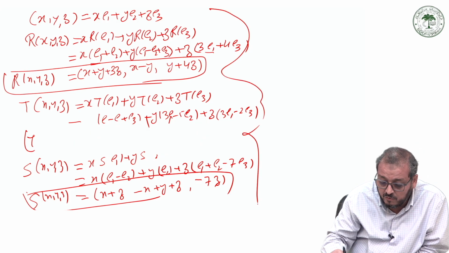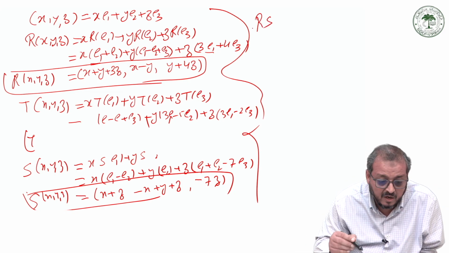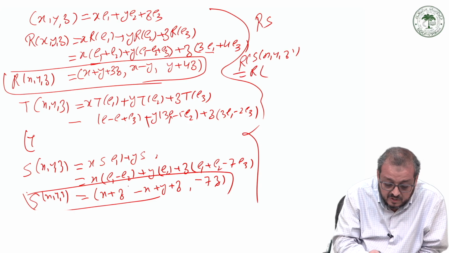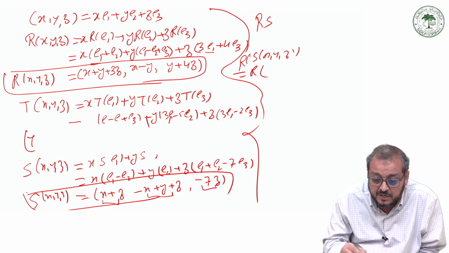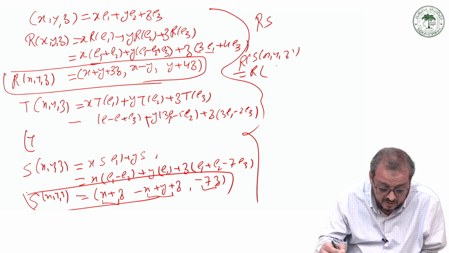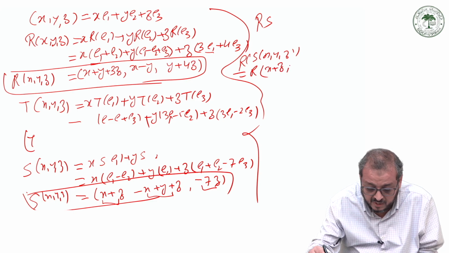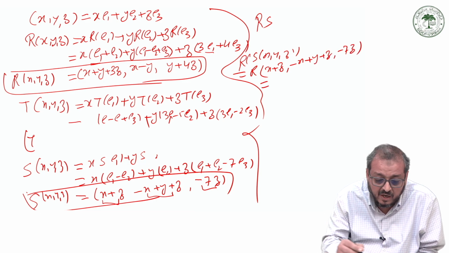Now we have to try to find the value of R composition S. So we have R of S of x, y, z. Suppose this is x1, this is x2, and this is x3. Then this is nothing but R of (x plus z, minus x plus y plus z, minus 7z). Now, operating R, what is it?